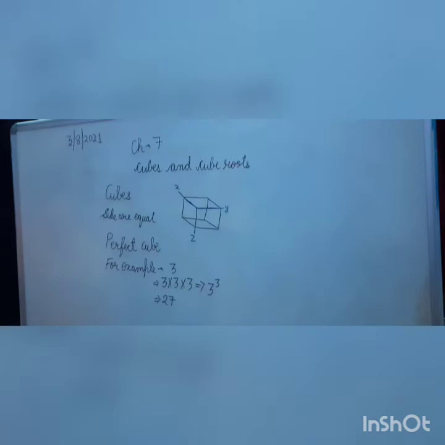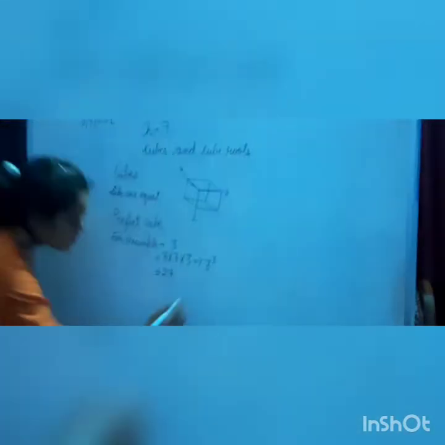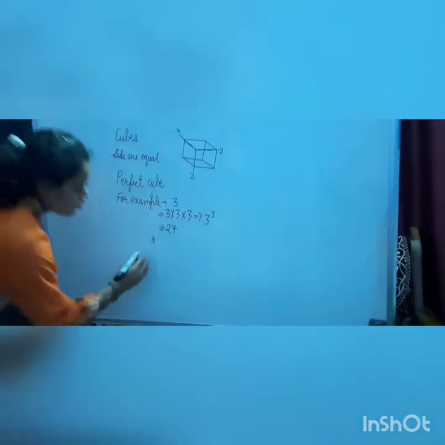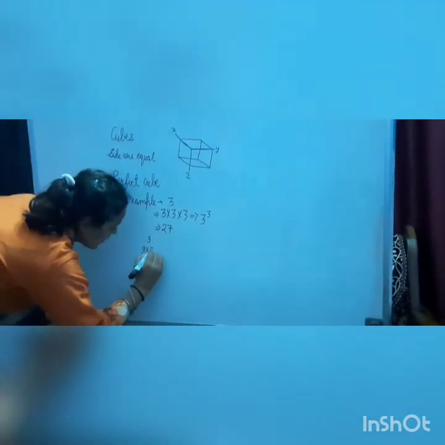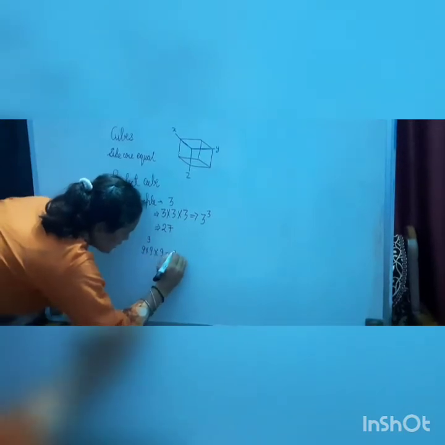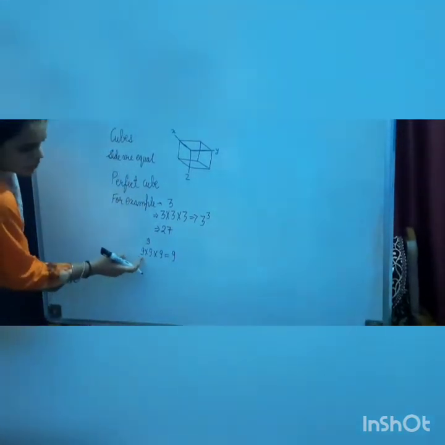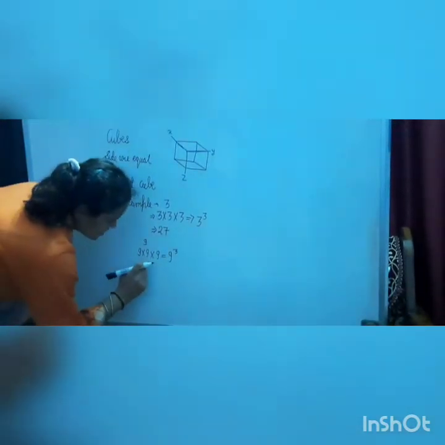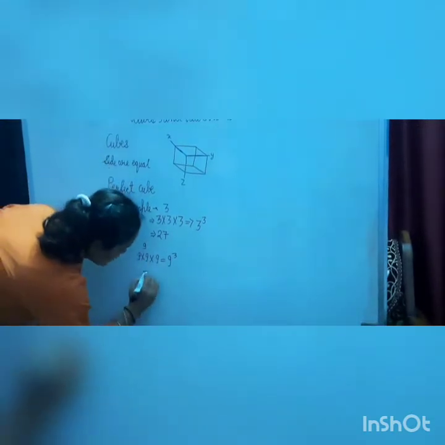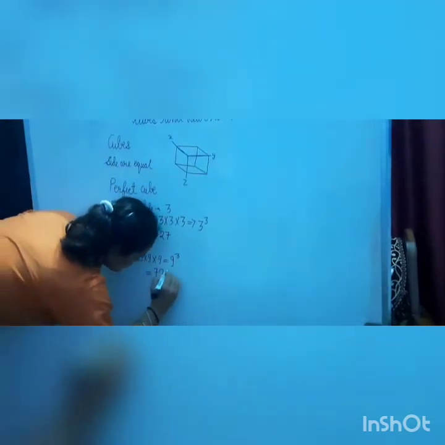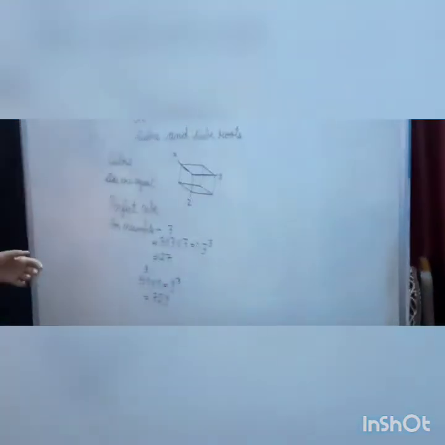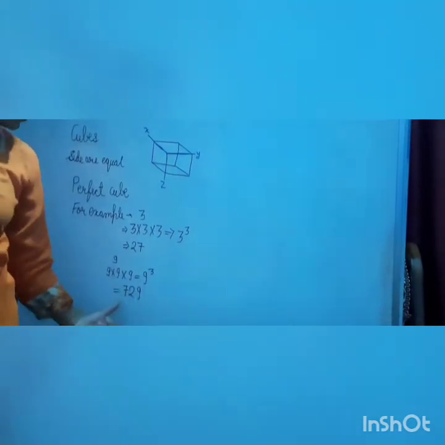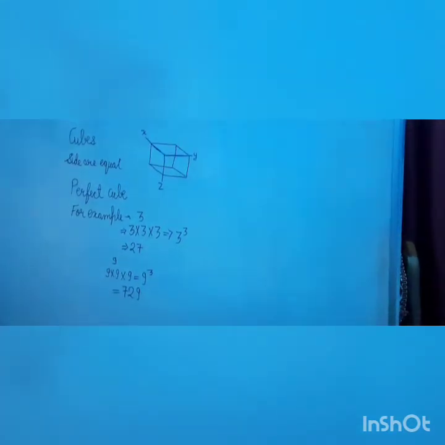Okay class. Let's take another example, 9. So what you have to do? 9 multiply 9 multiply 9. You can write it like this: 9 to the power 3. It is cube, and now you can multiply: 9 times 9 is 81, 81 times 9 is 729. Okay class. So what is the perfect cube of 9? 729 is the perfect cube.